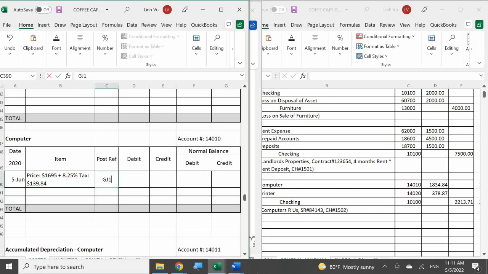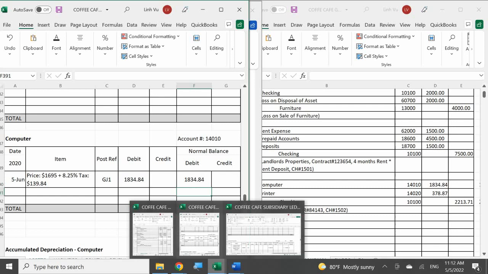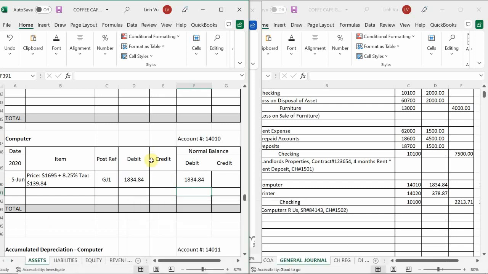Okay, we're still on our first journal, and therefore the total that our computer ended up being was a total of 1834.84, right? And that's going to be like that. So that means when we depreciate my asset, I need to use this asset cost, which includes the sales tax price.